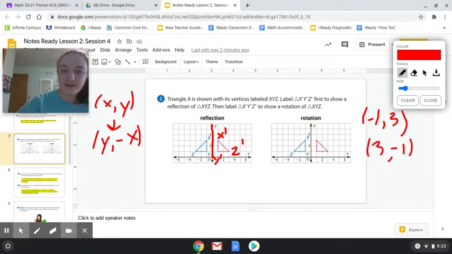And then what was our x value? So negative 1 is now positive. So we're at 3, 1. So we would go 3, 1. So for this one, this is our x prime.